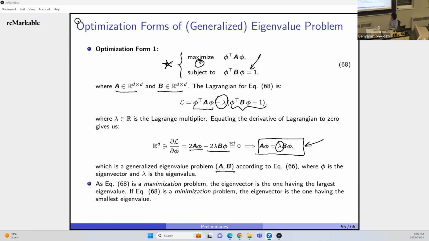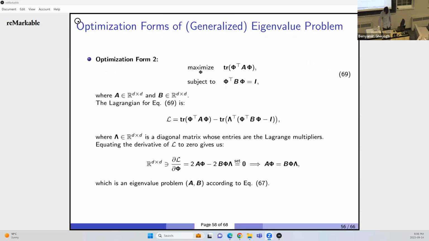The eigenvectors of the generalized eigenvalue problem A and B, right? So whenever you have this, the solution is just the eigenvectors. Phi is the eigenvector here, right? The eigenvectors of the generalized eigenvalue problem A and B.